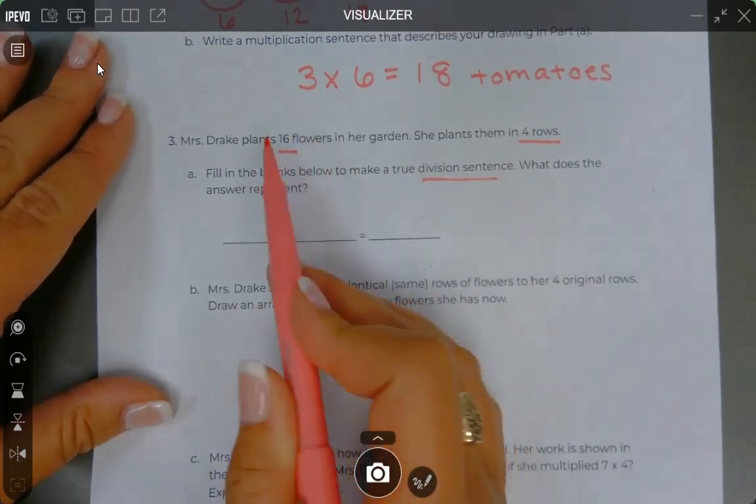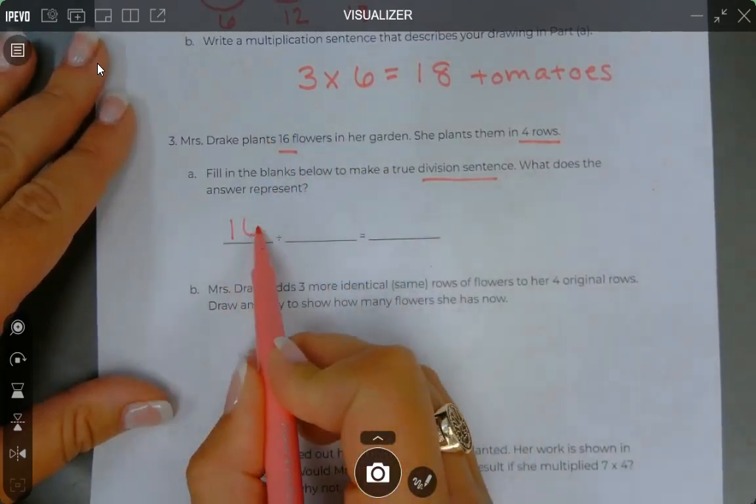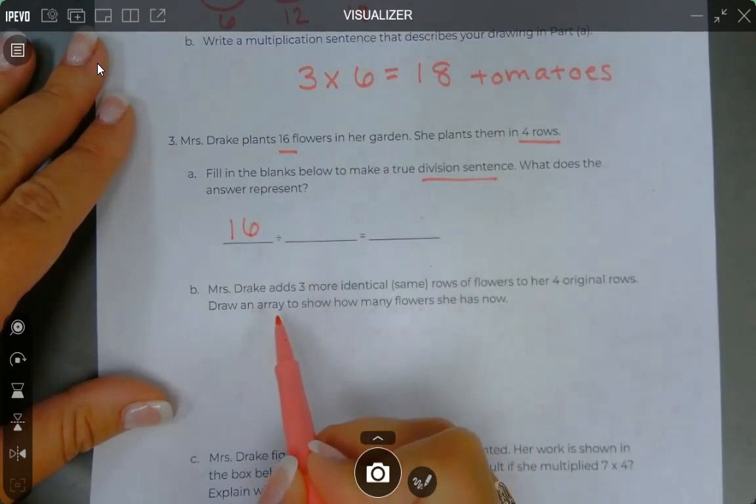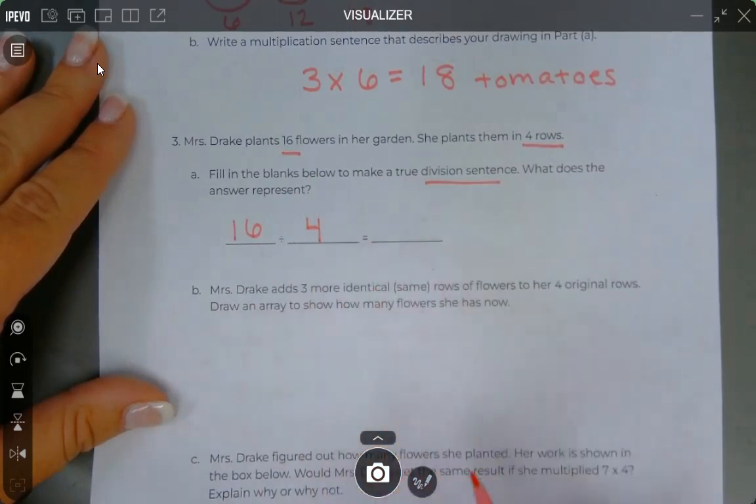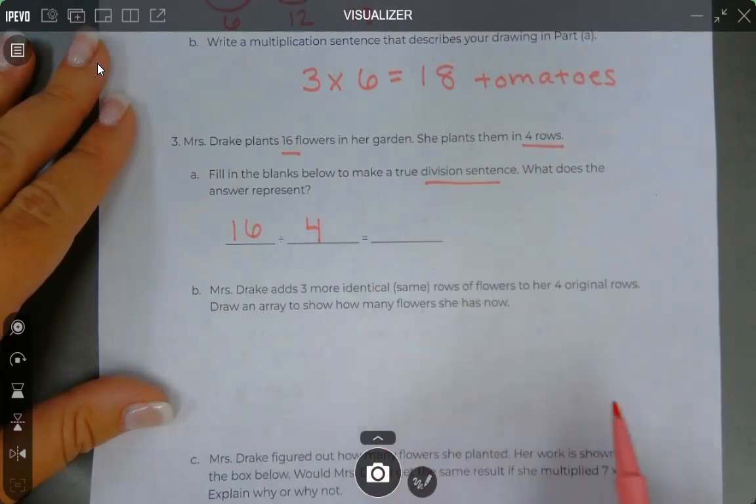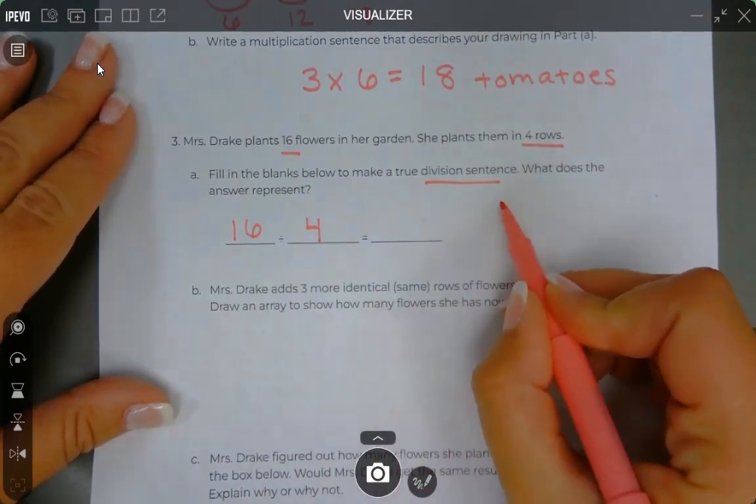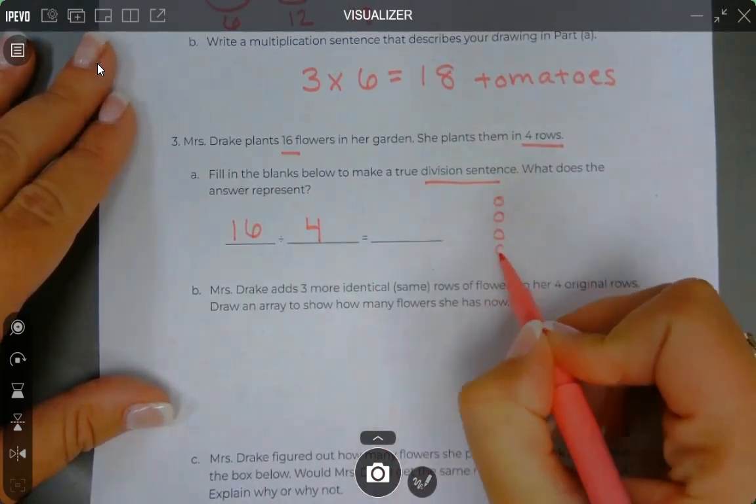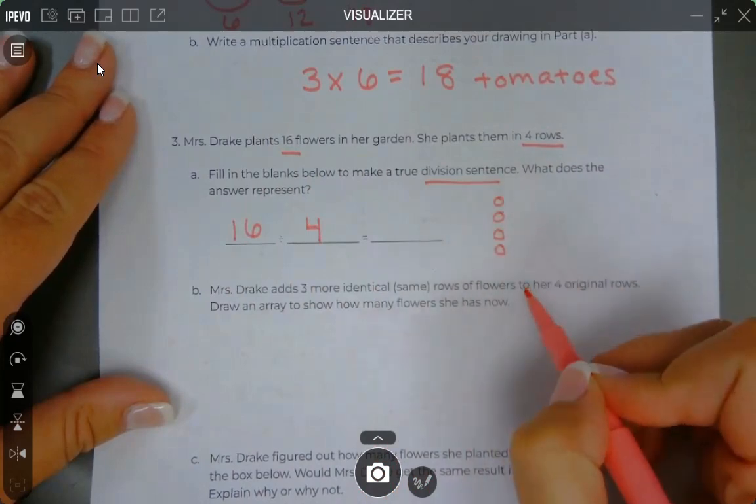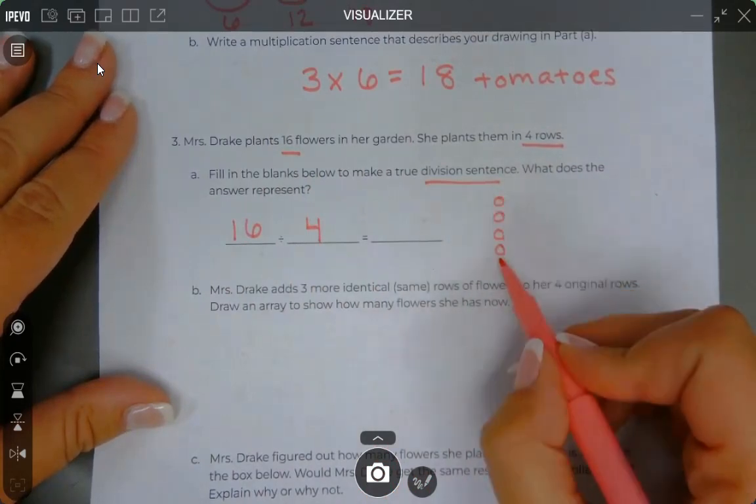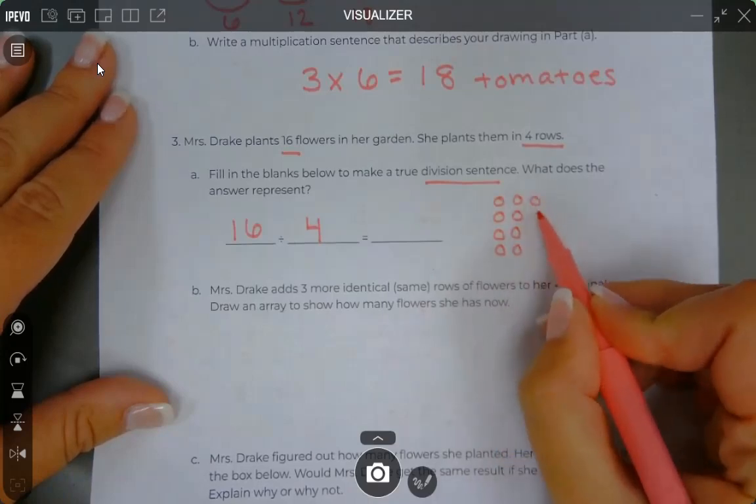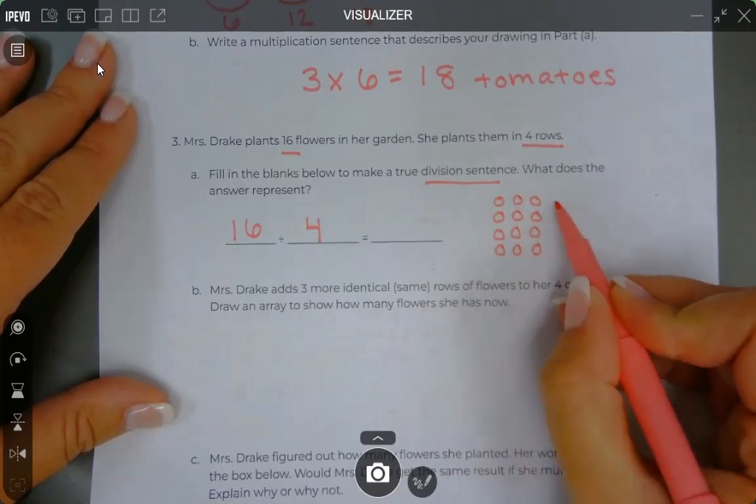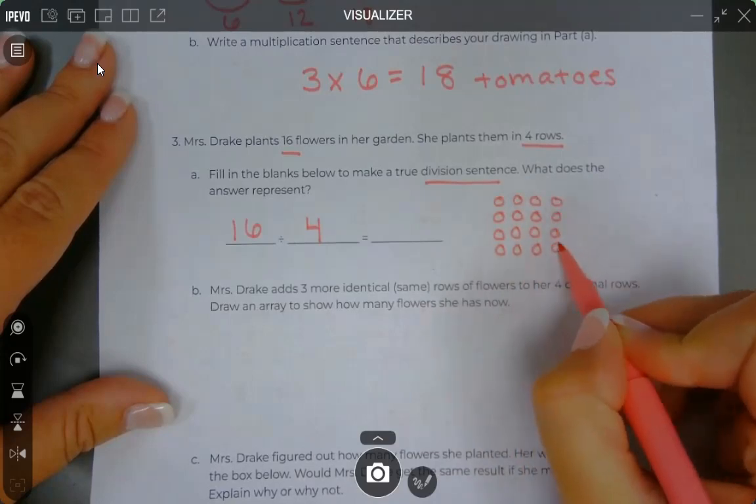Our big number in division goes first. We have 16 flowers divided by 4 rows equals blank. I don't know about you, but I think I need to draw a picture for this. So I'm going to draw 4 rows. 1, 2, 3, 4. And I'm going to keep adding to those rows until I get to 16. Right now I have 4, 5, 6, 7, 8, 9, 10, 11, 12, 13, 14, 15, 16.